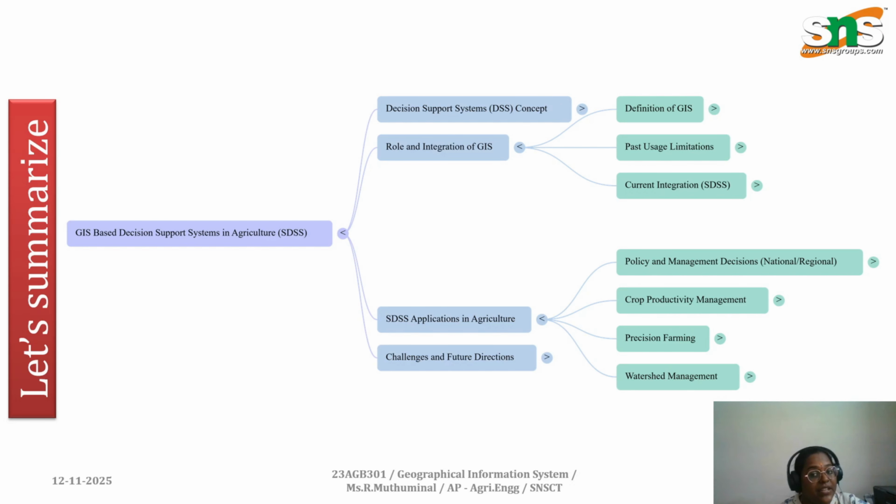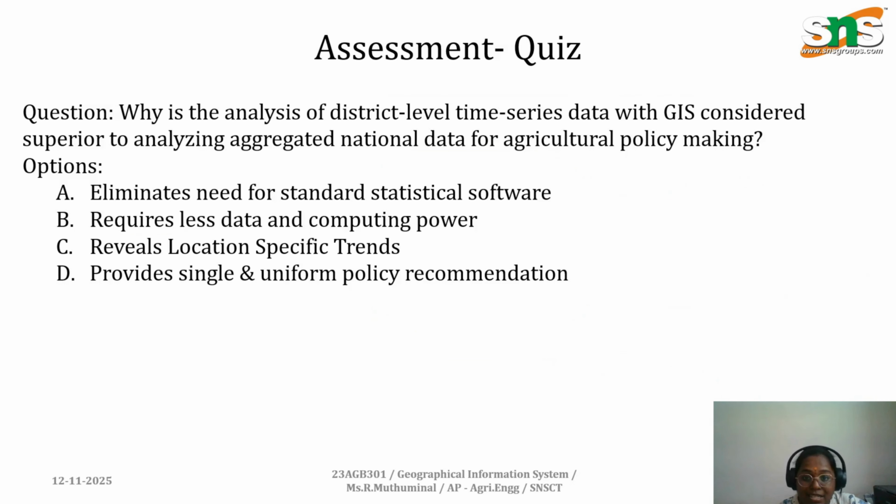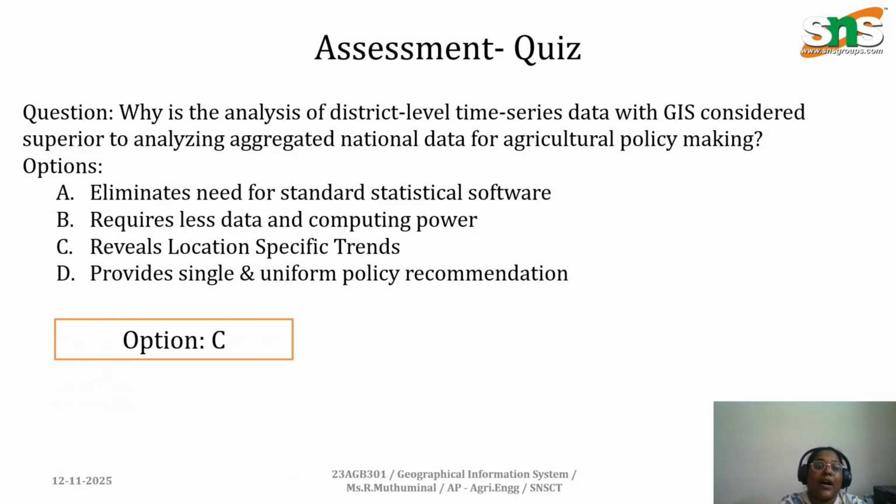So this is what we have seen for today's class, and the assessment quiz for today's session is: why is the analysis of district level time series data with GIS considered superior to analyzing aggregated national data for agricultural policy making? The first option, A, eliminates need for standard statistical software. B is requires less data and computing power, but C is reveals location specific trends, because precision agriculture is most probably keen on revealing the location with the specific trend. So the answer is going to be option C.